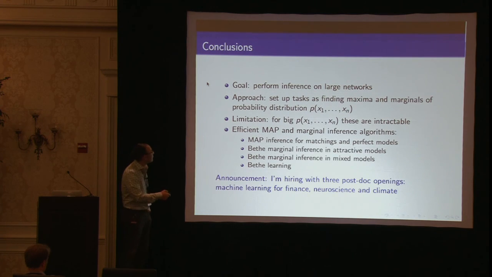So just again, to summarize, our goal is to perform inference and learning with large networks and to deal with these big distributions, p(x1, ..., xn). But all the computation is intractable if we want to do it exactly. So instead, we do Bethe marginals and Bethe learning. And things seem to be working and scaling well, especially with this Frank-Wolfe learning algorithm.